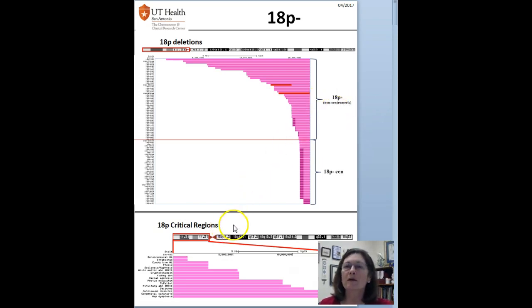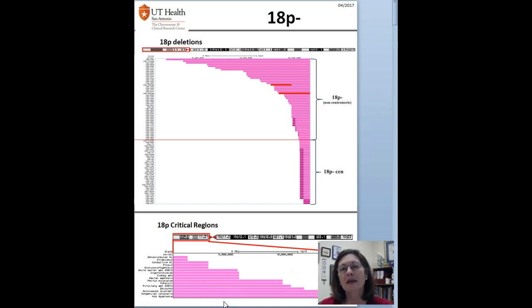Below that are critical regions, and in this case the pink bar shows the region that is missing in everyone who has that condition. So the top one is sensorineural hearing loss. Everyone with 18p- and sensorineural hearing loss has this region of the chromosome missing. So we can start to identify where the key genes might be for those key features. So you can read down the list.